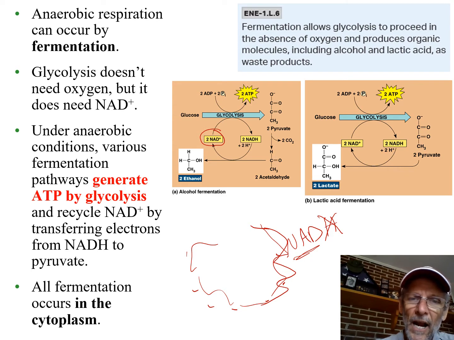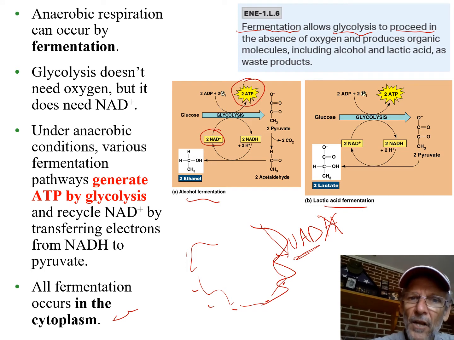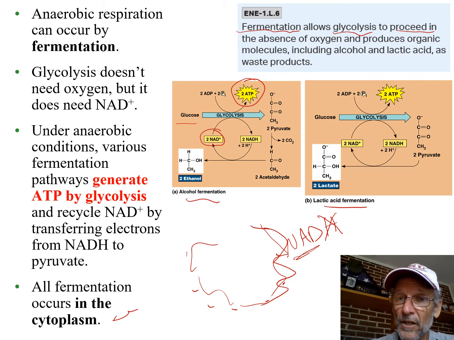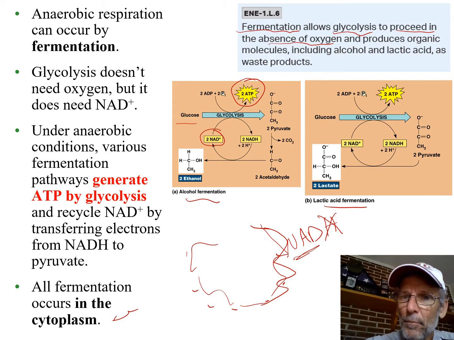All right. But now here, out in the cytoplasm, some cells, vertebrate muscle cells, and some fungi and some other things have evolved these two kinds of fermentation. Now we'll go back to the syllabus. They allow glycolysis to proceed. What's the benefit of that? You make a little bit of ATP for every glucose you break down. It's not much, but it's better than nothing. In the absence of oxygen, it produces organic molecules including alcohol and lactic acid as waste products.